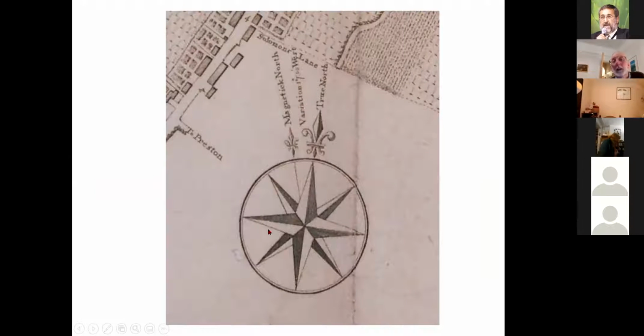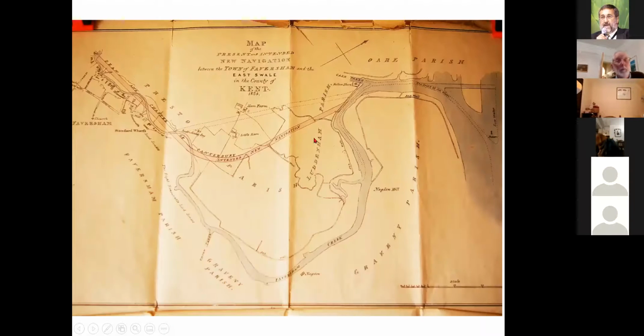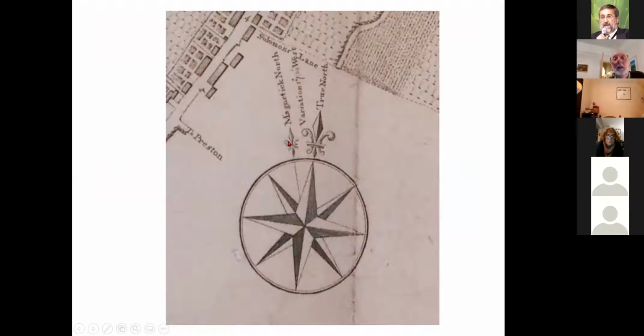This is the compass point shown on the map. Here's the magnetic north, a variation from, I can't read the words there, a variation of that, and true north. Now, why you would have this on a town plan, I do not understand. But I think it must just be a way of demonstrating that this is a very accurate plan of the town. And this amount of detail is indicating that accuracy.